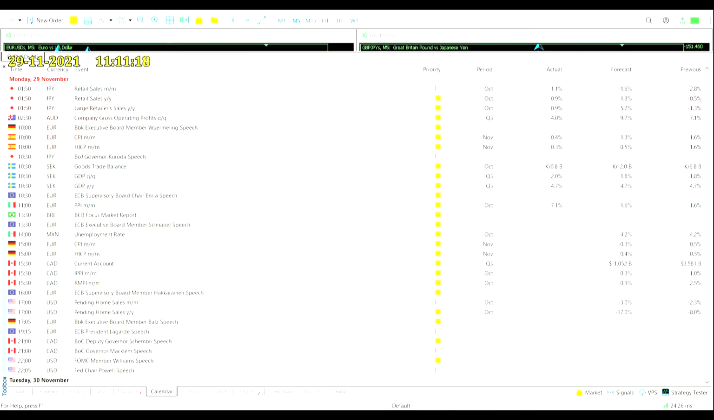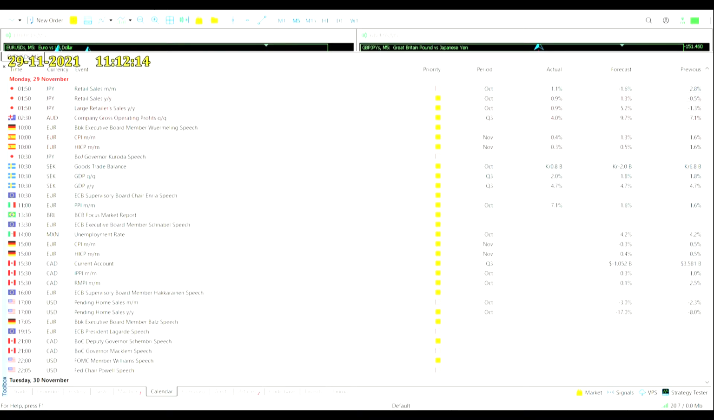And then half an hour after that, Canadian numbers. Current account, pretty standard. Industrial Product Price Index, the IPPI month on month, as well as the Raw Materials Price Index month on month. Those will be interesting. Forecast to be quite low, 0.3 and 0.1% respectively. And then we do have some US dollar numbers as well. Shouldn't have too much of a major impact, but pending home sales month on month come through at 5 o'clock. Forecast -3 with a previous of 2.3.